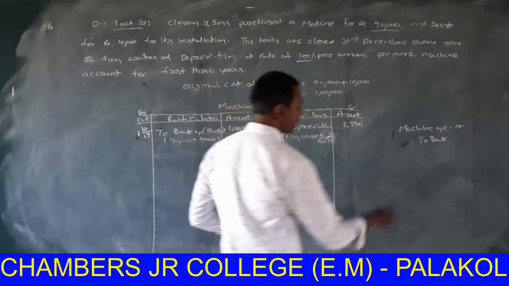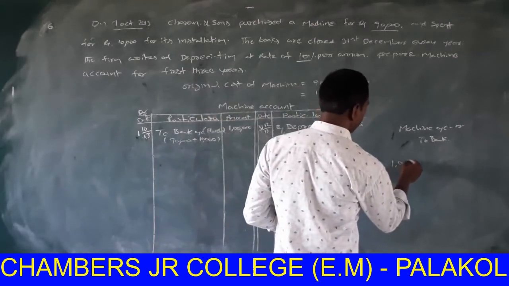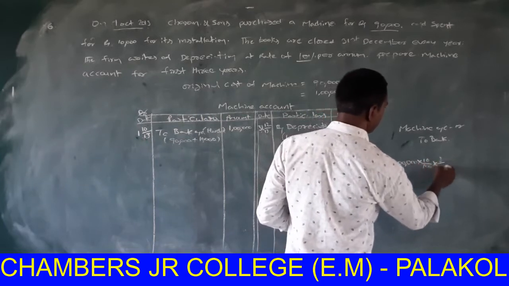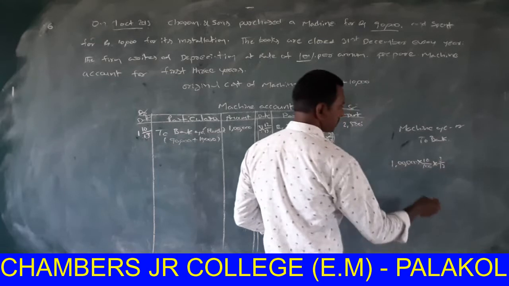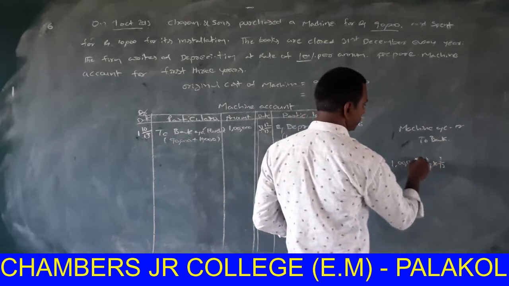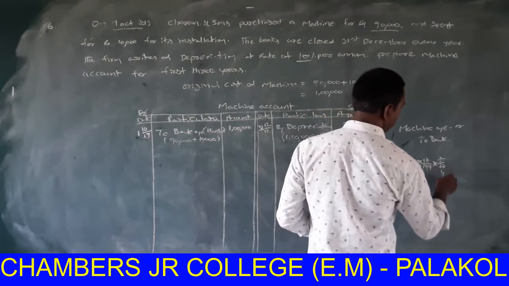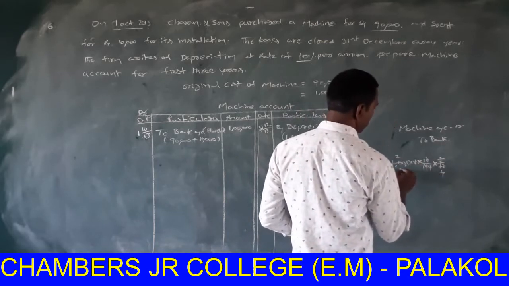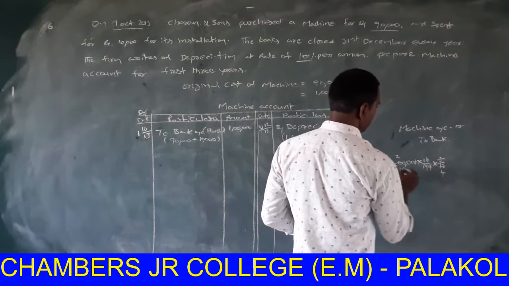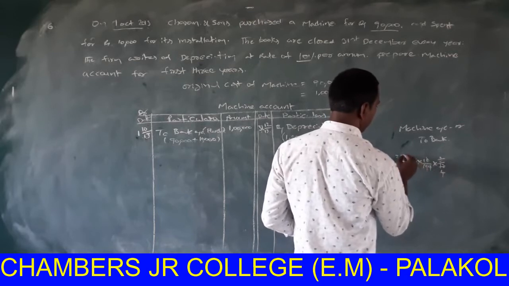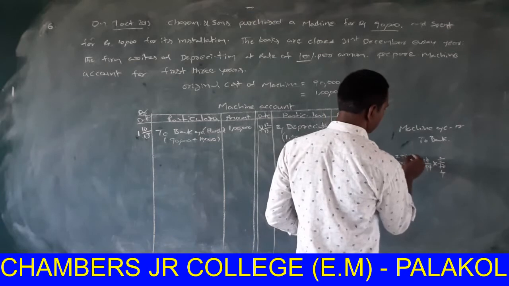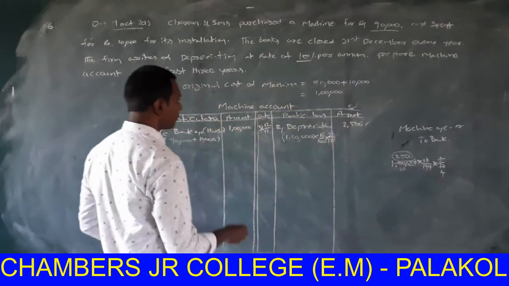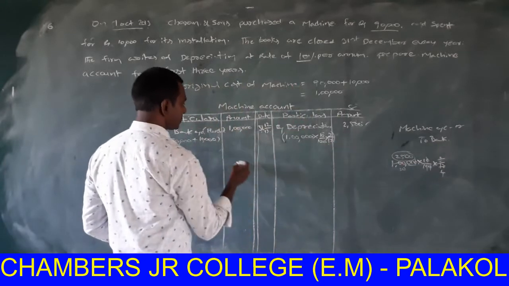How to calculate? 1 lakh into 10 by 100 into 3 by 12. Simply, zeros cancel. 3 into 12, 4 times. 4 in 10, 2 times, 2 remainder. 20, 4 in 20, 5 times, 2 zeros. 2,500. Depreciation is 2,500 in the first year for 3 months.